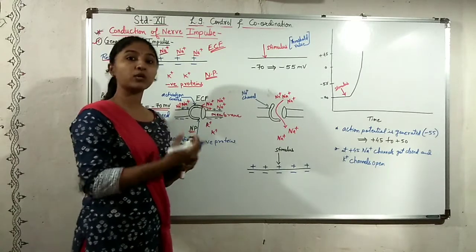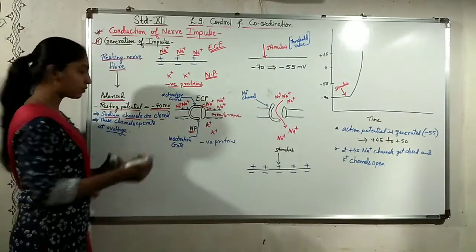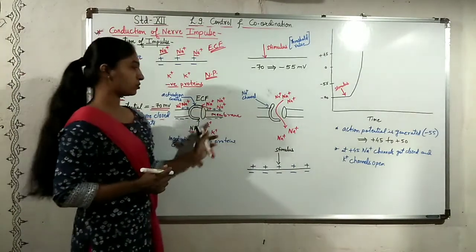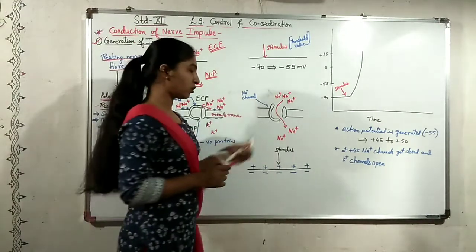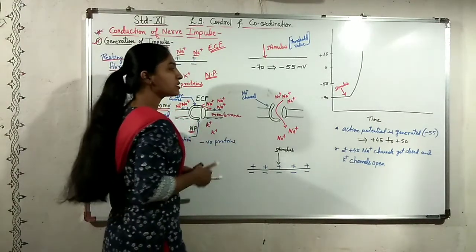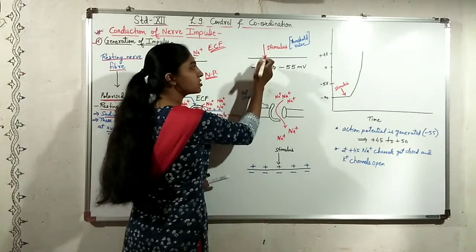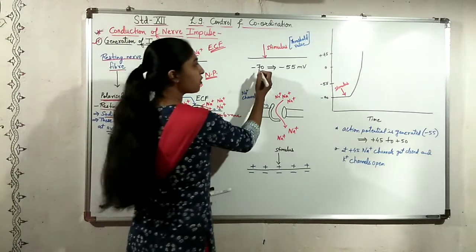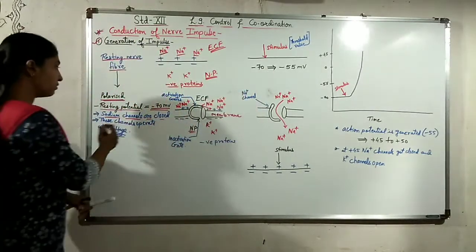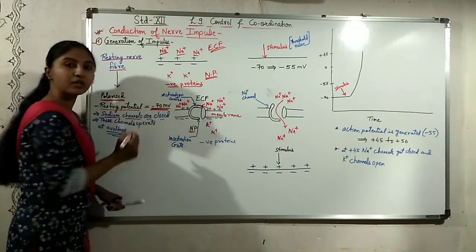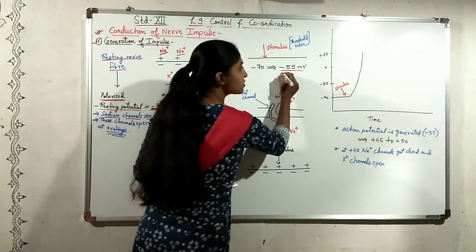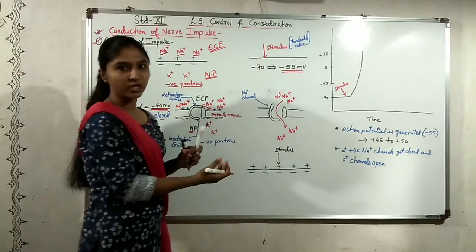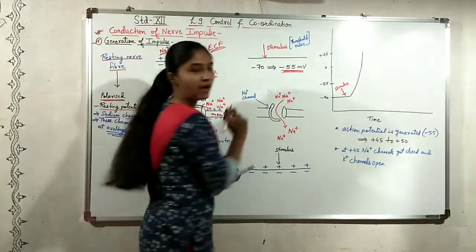Impulse is generated, voltage is created, and because of that voltage, the sodium channels open. Now, if we have to represent it in a diagrammatic form, it would look like this. When the stimulus is given to the nerve fiber, the resting potential, which was minus 70 millivolts, changes to minus 55 millivolts. The resting potential changes into action potential. So it becomes minus 55 millivolts.